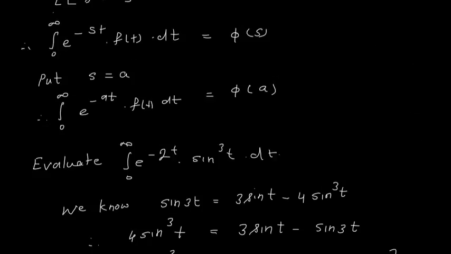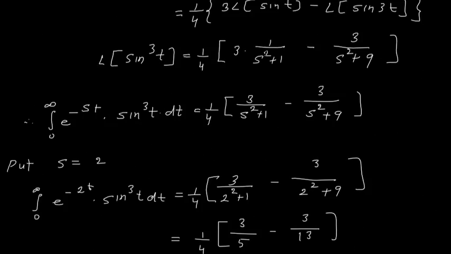Let us take one more problem of this type, evaluation type. So we have to evaluate the integral from 0 to infinity of e power minus 2t into t power 5 into cos hyperbolic t dt. So this is the integration of t power 5.